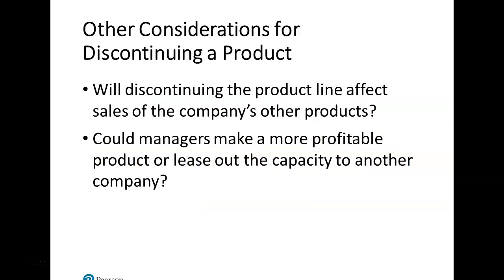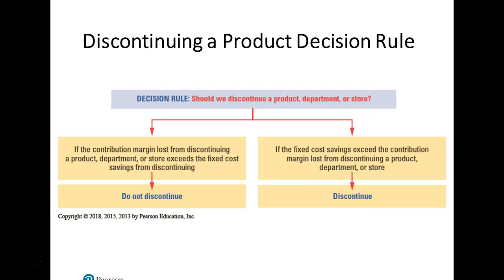Think about other reasons and other considerations. What will managers be thinking about? What happens? And this is just a decision rule kind of question. If the contribution margin from the discontinued product exceeds the fixed cost, you don't want to discontinue it. But if the fixed costs exceed the contribution margin, then you want to get rid of it. I mean, think about the reason why we're going to discontinue and what the impact is.